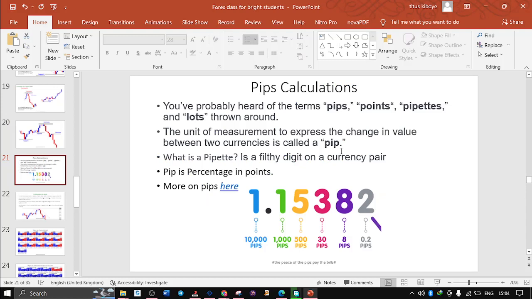Now we have pips calculation. Pips is where we make the money. There is a saying which goes, let's ride on the piece of the pips. For the case of currencies, this is a price quote, I think it is GBP/USD, and this is how we read the pips. The last digit here, the 2 at the end, is called a pipette. Then this 8 here is called pips.